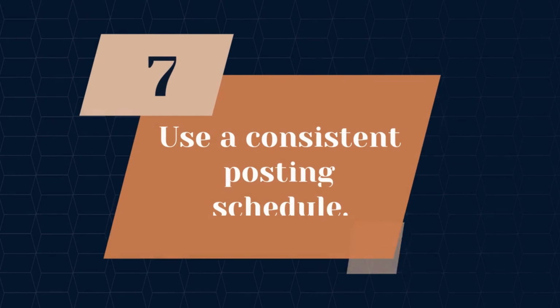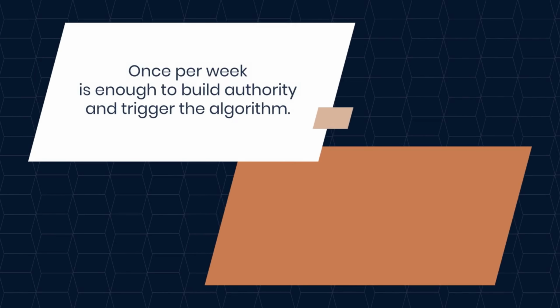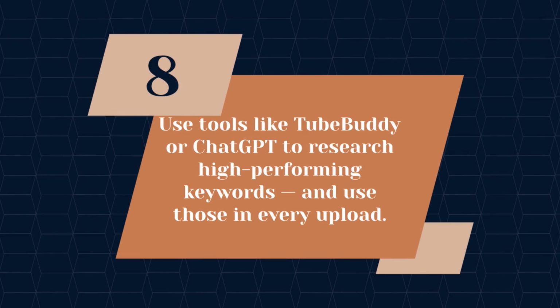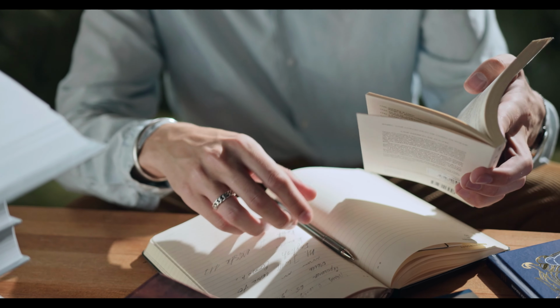Step 7. Use a consistent posting schedule. Once per week is enough to build authority and trigger the algorithm. Step 8. Use tools like TubeBuddy or ChatGPT to research high-performing keywords and use those in every upload.